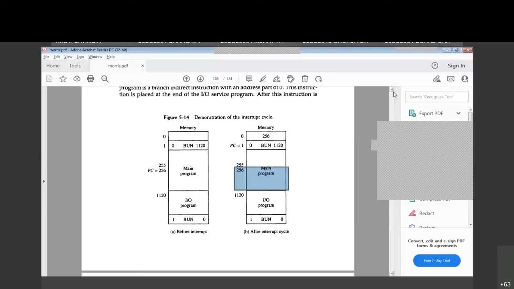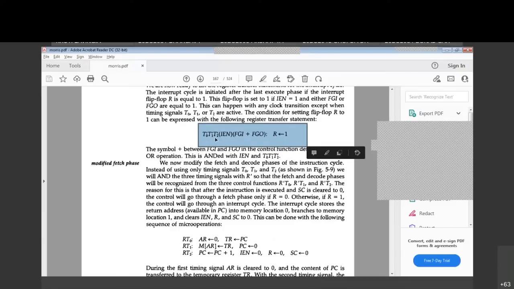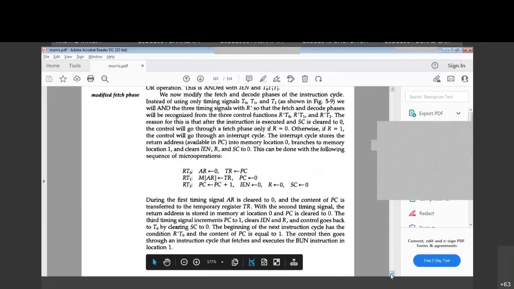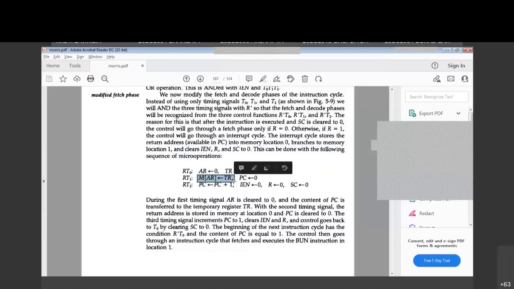The first register transfer language which we saw is given over here. It specifies when to set the value of R to 1. It is set when T0, T1, T2 are all 0, IEN is 1, and either FGI or FGO is 1. At that particular time, the value of R is 1. After that, when R is 1, that is, when the interrupt has occurred and is confirmed, we move away from our normal execution. We set AR to 0 and store PC into the temporary register TR. Then at location M of AR, whatever was in PC is stored.